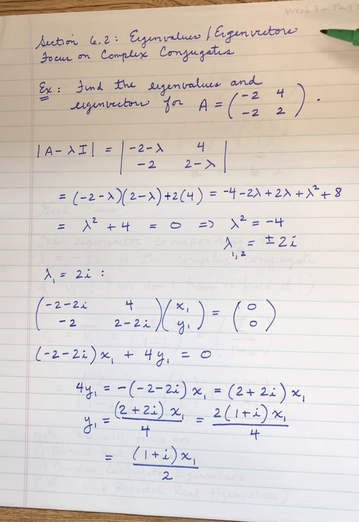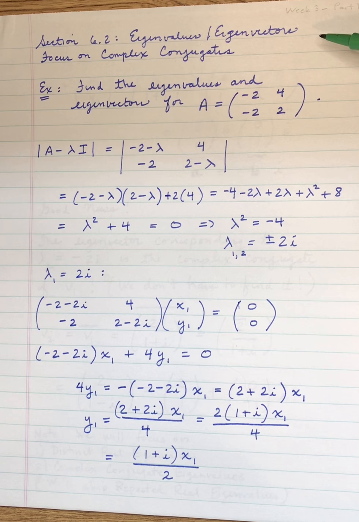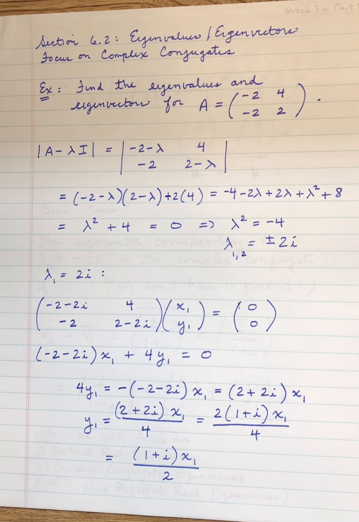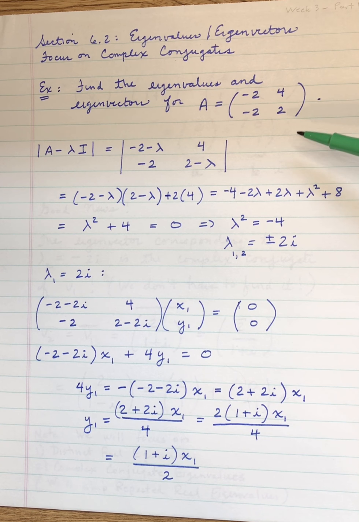Let's solve a problem that has complex conjugates for eigenvalues and eigenvectors. We haven't looked at one of those yet. So let's consider this 2 by 2 matrix, negative 2, 4, negative 2, 2. And we're going to try to find the eigenvalues.